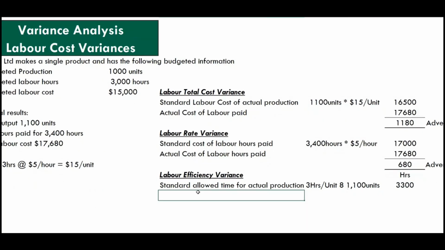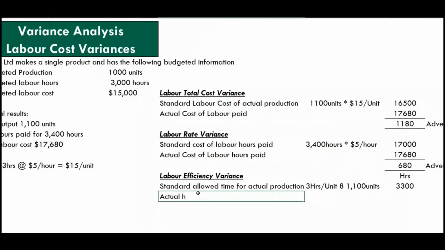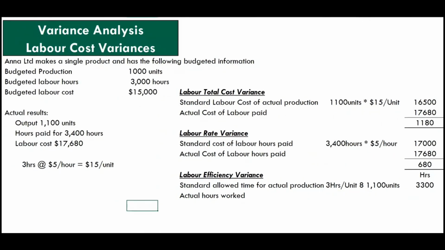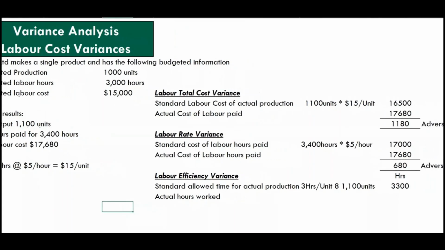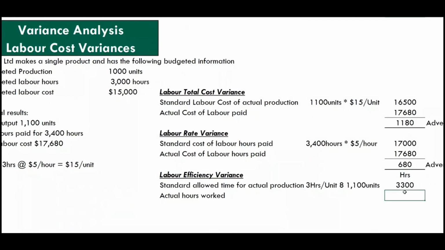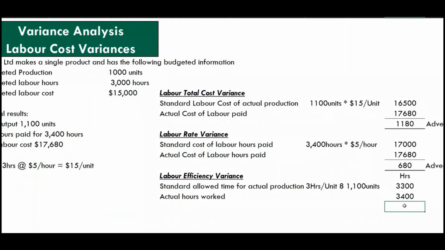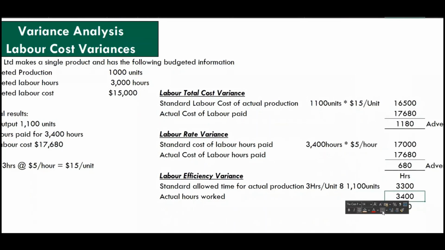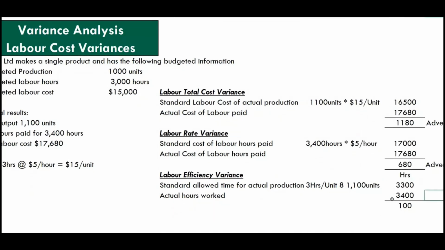So we then ask, what is the actual hours worked? In this question, there's no separation between hours worked and hours paid, so we still take the hours worked as it. So the hours worked equals hours paid, and that's 3,400. If I compare 3,400 and 3,300, the allowed time is to spend 3,300 hours, but the number of hours spent happens to be 3,400. That means more time is spent than what is required. That's obviously an adverse variance itself.